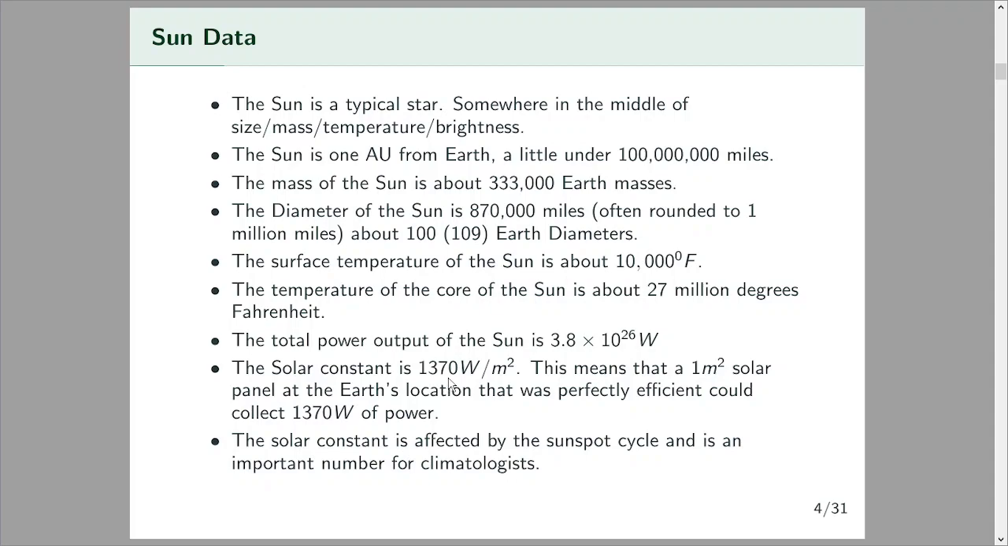Of course, by the time sunlight gets through our atmosphere, a lot of that energy gets filtered out, and your solar panel, if you have it on your roof, is never square on to the sun, so you're losing a bunch that way.